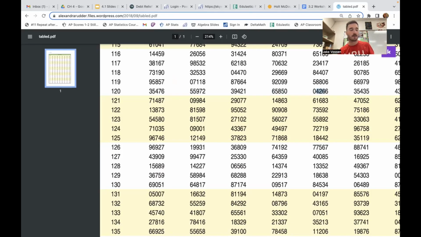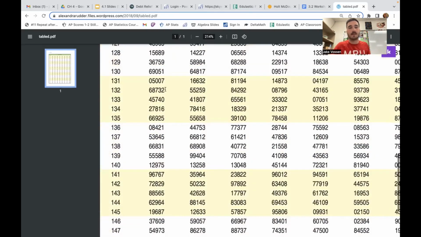Or you can use your calculator. Both options work. I know that the homework problems will have you do both of these. Okay, let me pause here and collect myself.